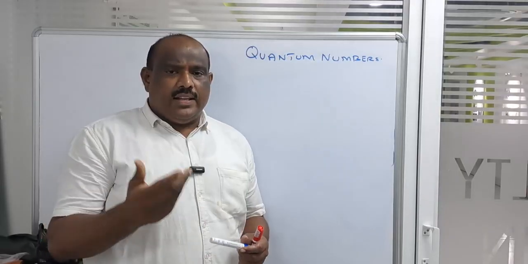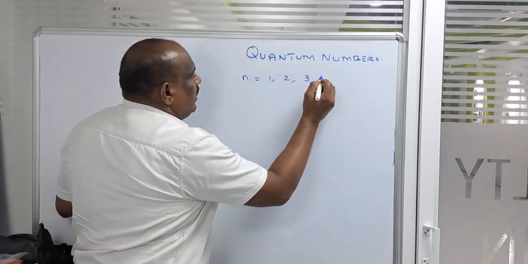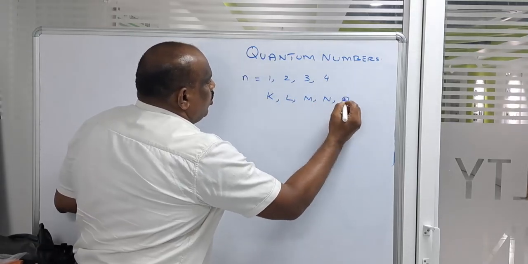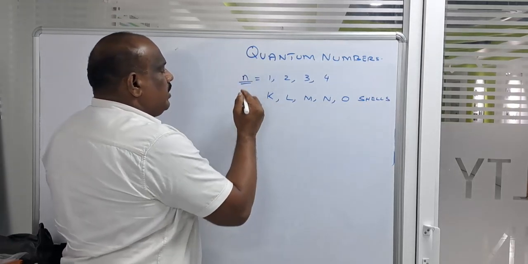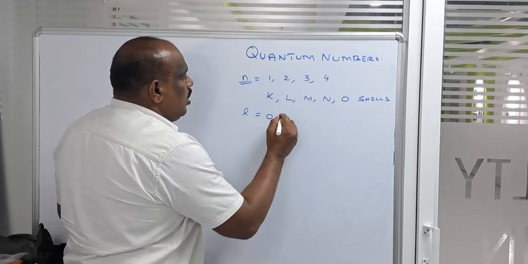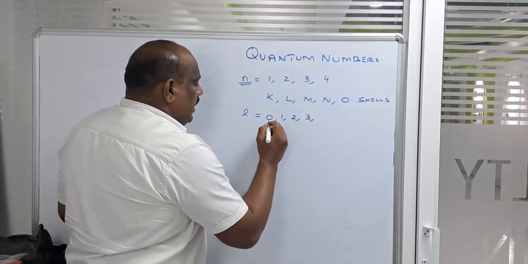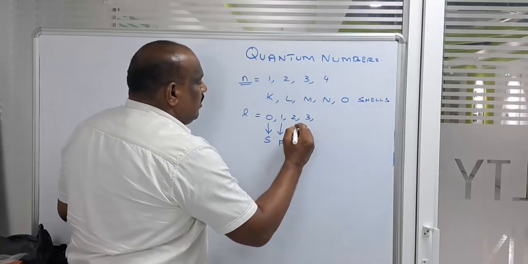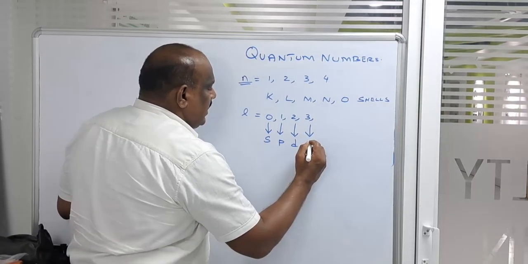Okay. So let us recollect. When n varies from 1, 2, 3, 4, it is called K, L, M, N, O shells. This is called the principal quantum number. Whereas the secondary quantum number or the azimuthal quantum number varies from 0, 1, 2, 3, etc. So when L equal to 0 means it indicates S subshell. When L equal to 1 means it indicates P subshell. When L equal to 2 means it indicates D. And when L equal to 3 means it indicates F.